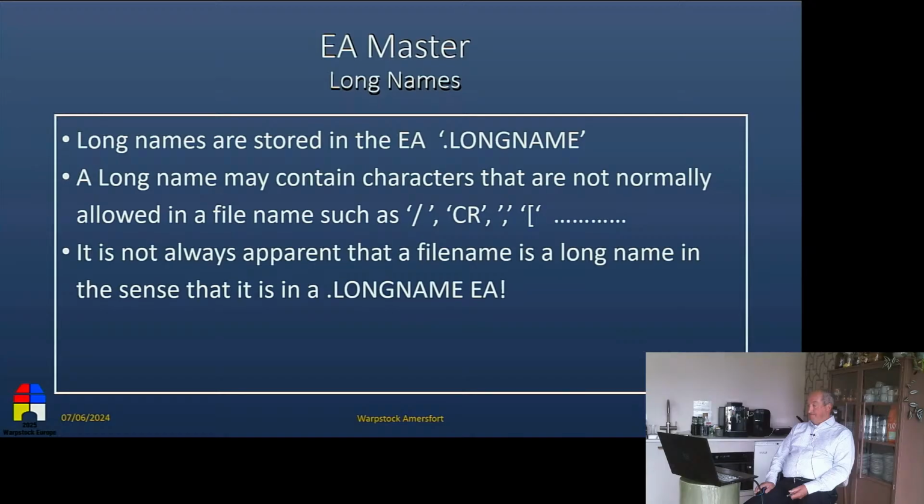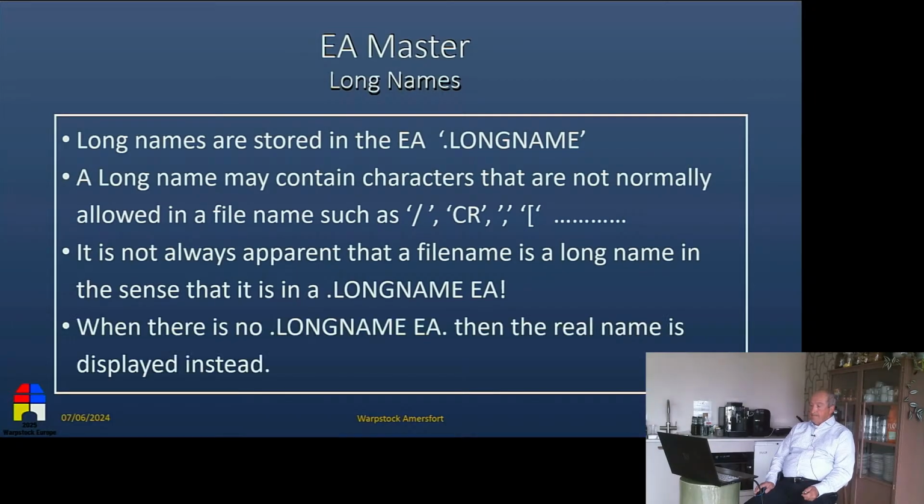However, in your listing, in the directory list in details view, you do not know if the name under the title is in fact a long name, because if the long name EA is not present, it uses the real name. So how do you know, unless you go and look, is there a long name attribute? As I said, when no long name attribute is present, it shows the real name.